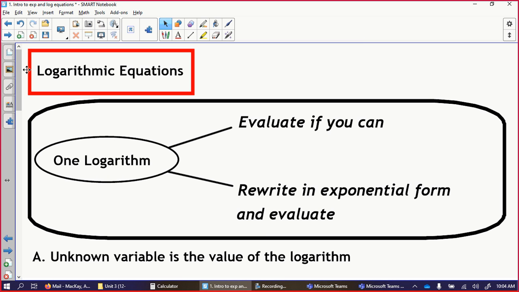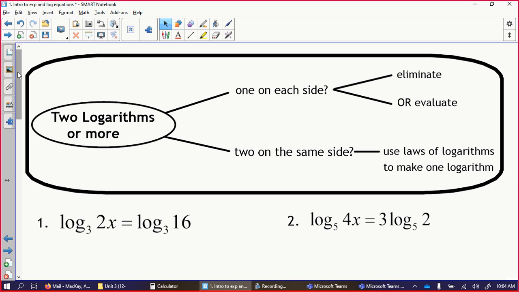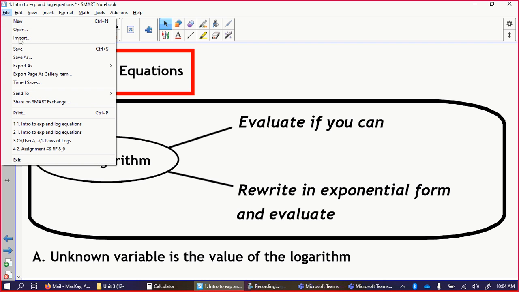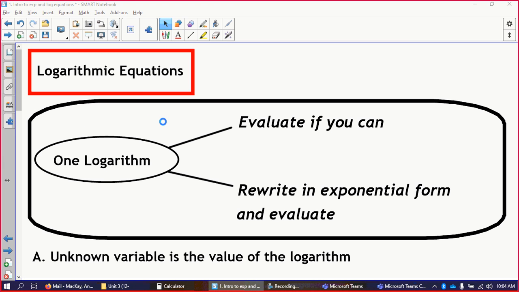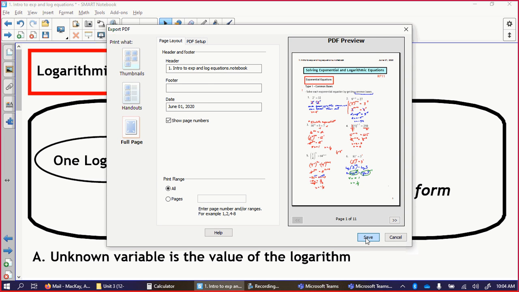So today, I just want to go over the first part of logarithmic equations. If there's one logarithm, it's one set of stuff. If there's two logarithms, it can be a little bit more complicated. So we're going to do this, and there are some questions at the bottom. I just want to do this first because I added to it.